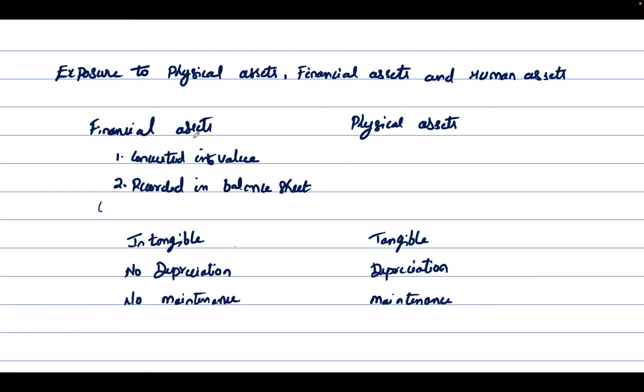So, these are the dissimilarities between financial asset and physical asset. First one, financial asset is intangible. There is no depreciation for financial asset. There is no maintenance cost for financial asset. Whereas physical asset is tangible. You can touch and feel the asset. Every year, due to wear and tear, you have to depreciate the value of the asset, and you have to incur maintenance cost as well as upgrading and repair cost for that particular physical asset.